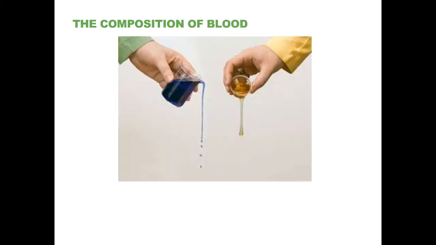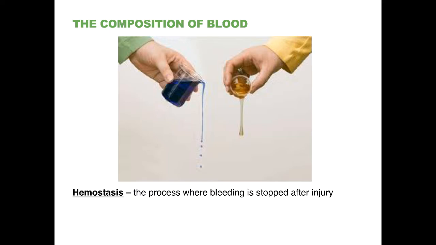Now, when we consider the composition of the blood, one concept that's extremely important is the concept of viscosity. First of all, the blood has to be able to stop coming out of an injury once an injury has occurred. And hemostasis is that process that stops bleeding once an injury occurs to one of the blood vessels.